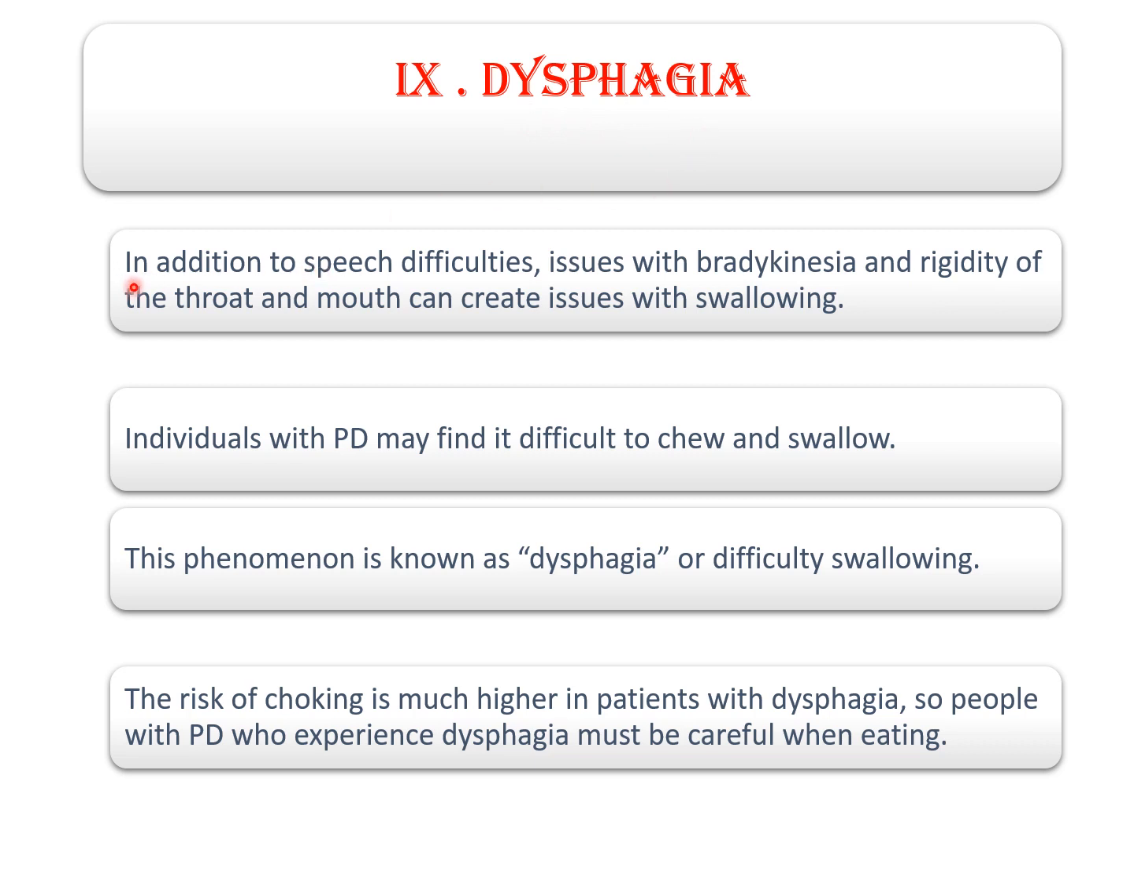Then dysphagia. In addition to speech difficulties, issues with bradykinesia and rigidity of the throat and mouth can create issues with swallowing. Individuals with Parkinson's disease may find it difficult to chew and swallow. This phenomenon is known as dysphagia, or difficulty in swallowing. The risk of choking is much higher in patients with dysphagia, so people with Parkinson's disease who experience dysphagia must be careful when eating.